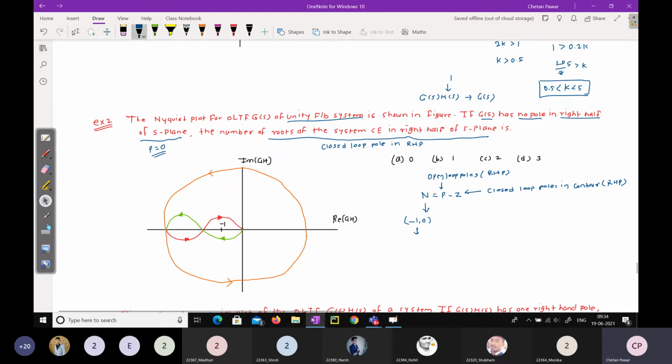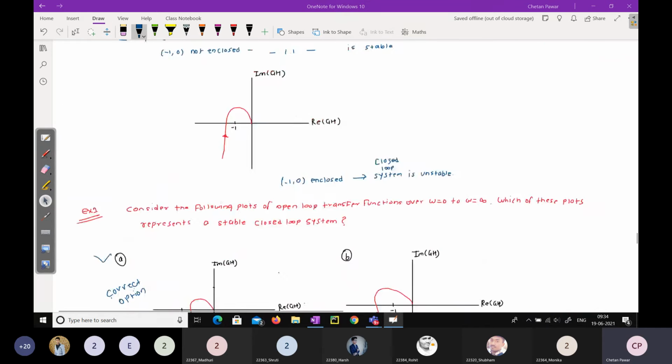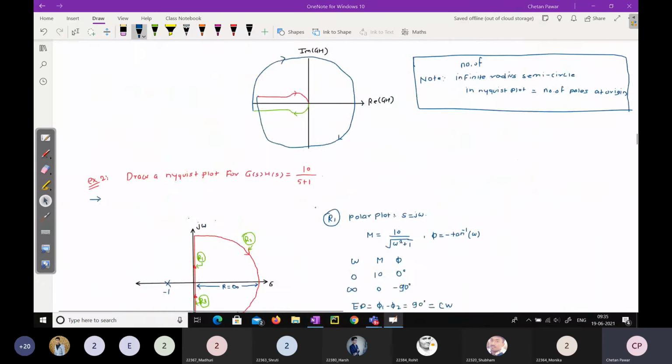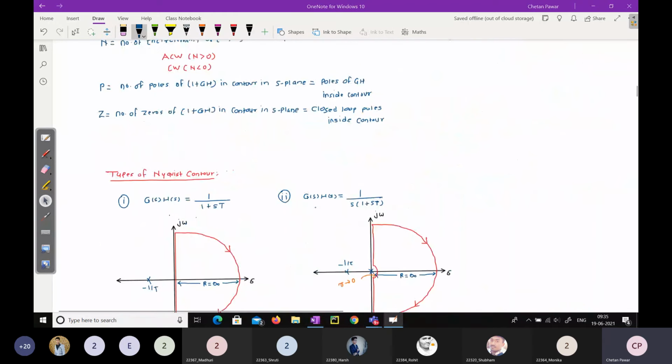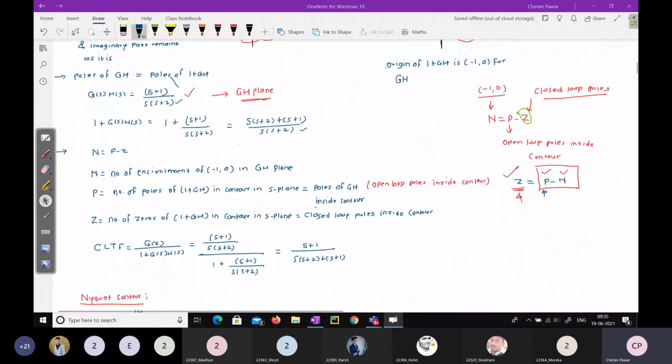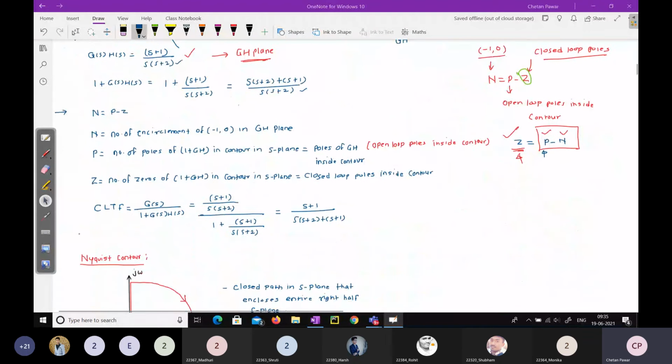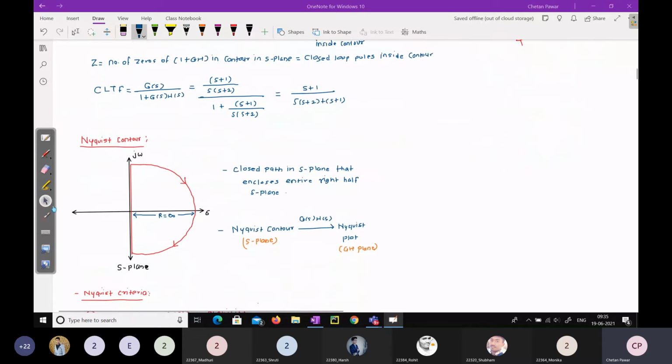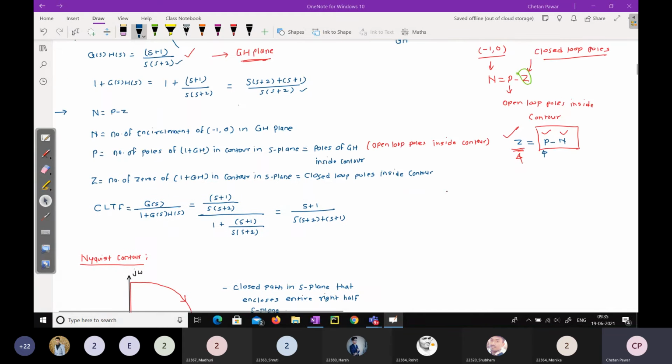We have seen the Nyquist criteria. You can watch yesterday's video of the lecture. Here you can see what Z is: closed loop poles inside the contour. And in the Nyquist plot, which contour do we take? The right hand side of the S-plane. So the value of Z is the closed loop poles inside the contour. And what is P? Poles of GH. What is GH? That is the open loop transfer function inside the contour.